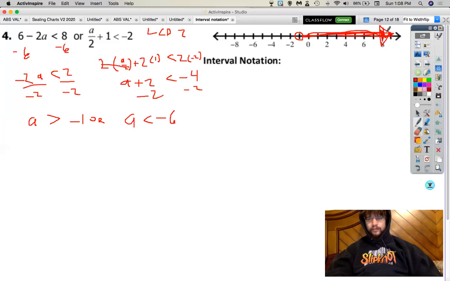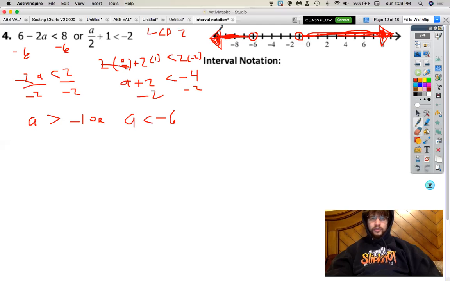Something like that. Or a is less than negative 6. So here's negative 6. And let me check something. Yeah, I'm good. Okay. And it's less than that. So I'm going this way. Okay. That's it. It's graphed. I didn't shade in my open circles this time, so that's better.